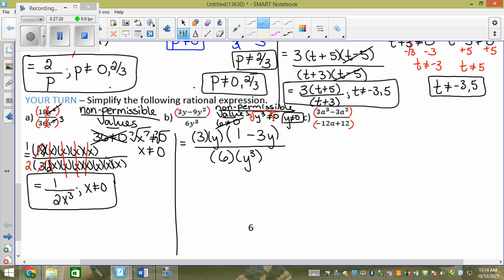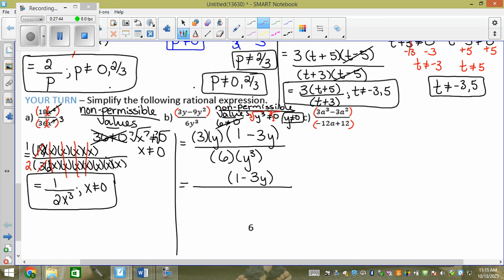Now, is there anything I can cancel? On the top, I have a binomial. It's 1 minus 3y. Is there a binomial 1 minus 3y in the denominator? No. So I'll just rewrite that one in the numerator because it can't go anywhere because it needs a twin. Binomials need twins in order to cancel them off. And there isn't one. Okay, what about the y and the y cubed?